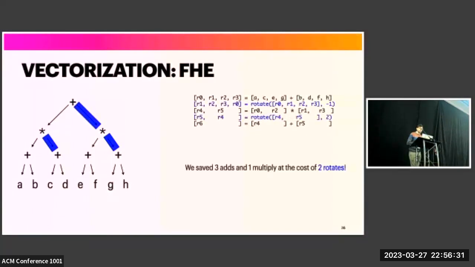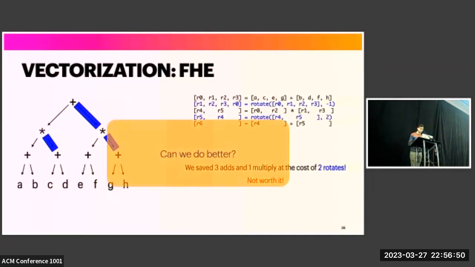Taking a look at what's happened here, by vectorizing, we've saved 3 adds and 1 multiply, but we've incurred a cost of adding 2 extra rotations. And if you remember, the multiplies and the rotates are the really expensive instructions, and the adds are relatively cheap. So it turns out that this schedule is actually not worth it. In fact, by attempting to vectorize our code, all we've done is make the performance worse. All right, that's bad, but can we do any better?